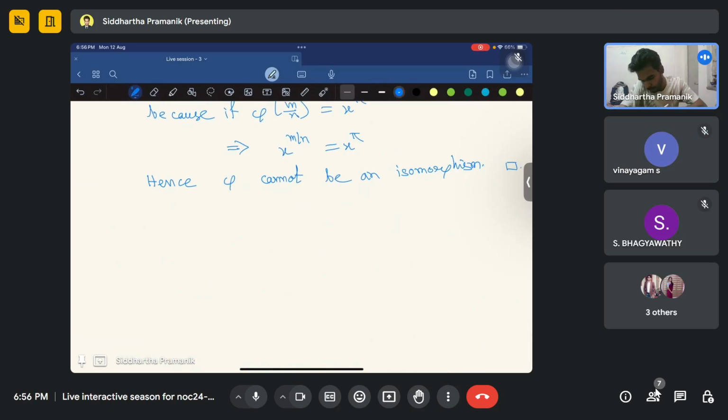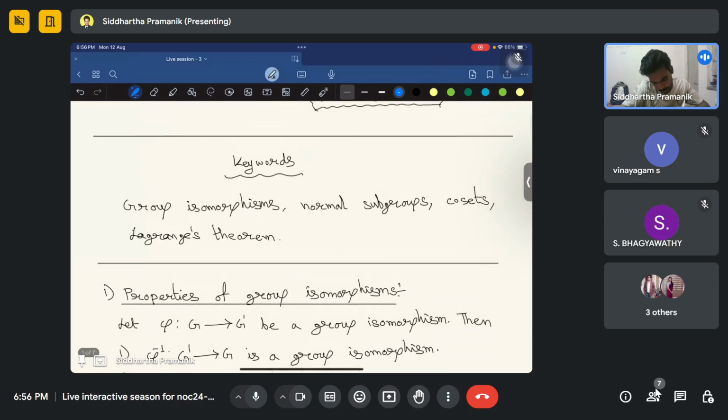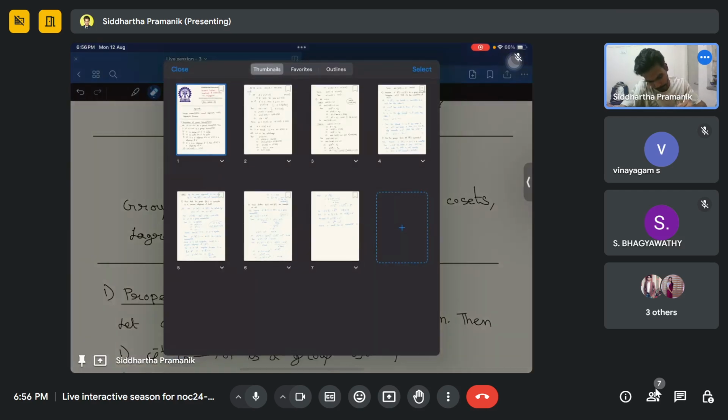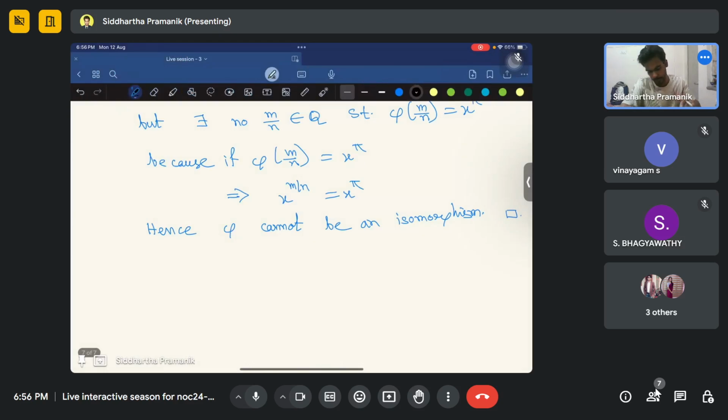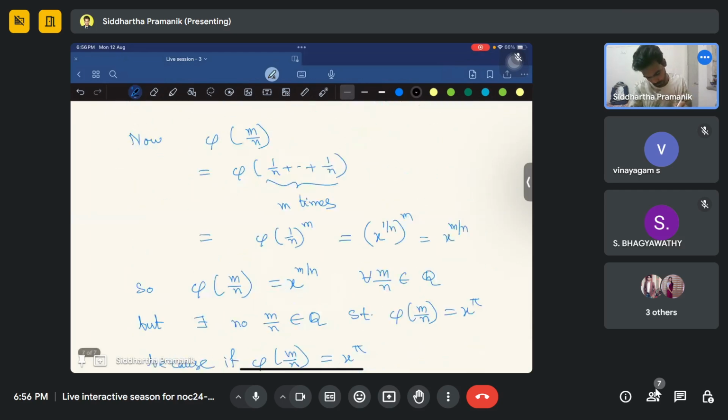Okay. So we have done problems related to group isomorphisms. Now let's move on to normal subgroups. So this is problem number 6.